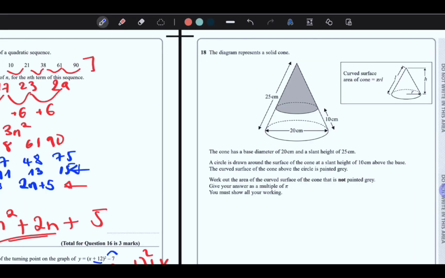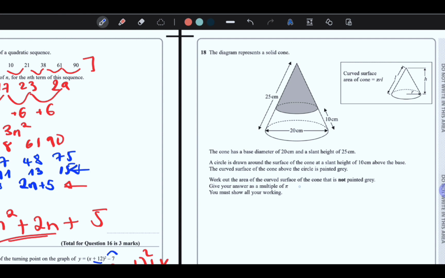Question 18. The diagram represents a solid cone. The cone has a base diameter of 20 centimeters and a slant height of 25 centimeters. A circle is drawn around the surface of the cone at a slant height of 10 centimeters above the base. The curved surface of the cone above the circle is painted gray. Work out the area of the curved surface of the cone that is not painted gray. You must give your answer as a multiple of pi and show your working.